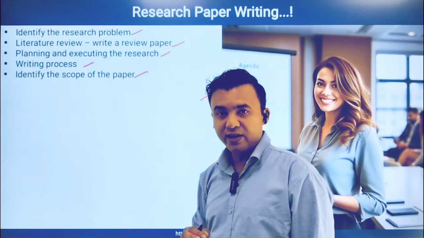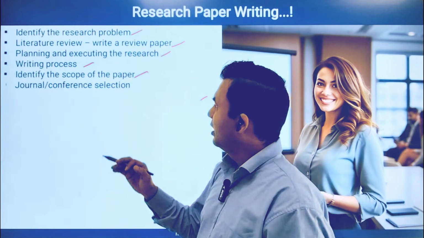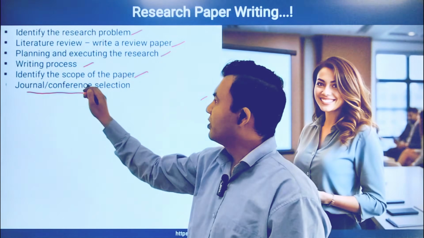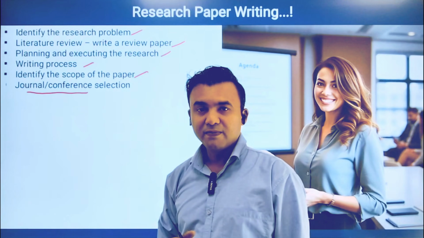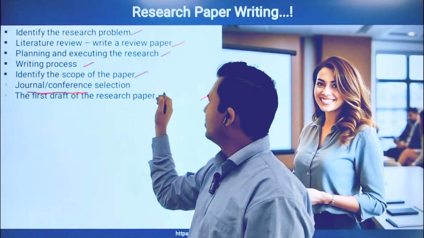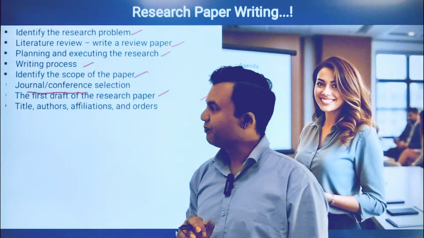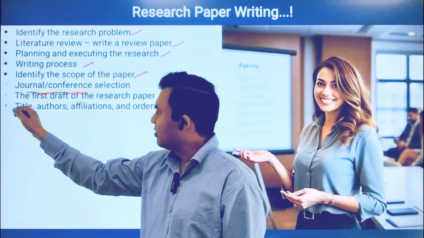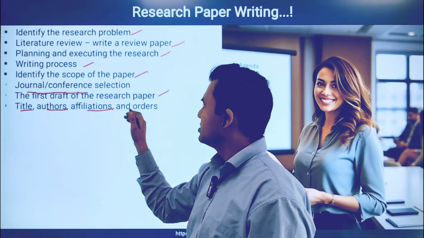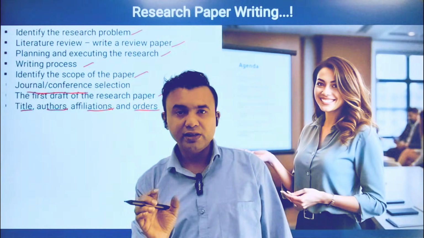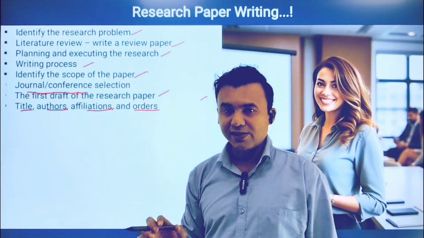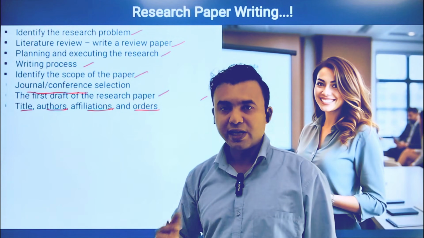We have to identify what kind of journals and conferences we will select. How to build the first draft of a research paper? How to draft titles, authors, affiliations, and how to decide the author's order. Which author goes to which place, right? First author, second author, and so on.